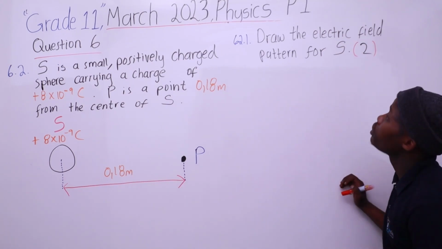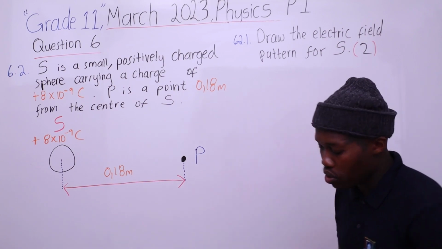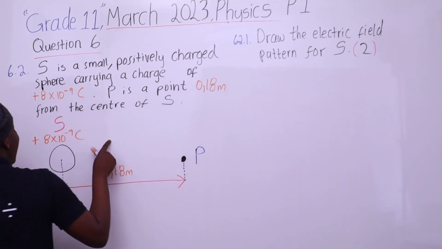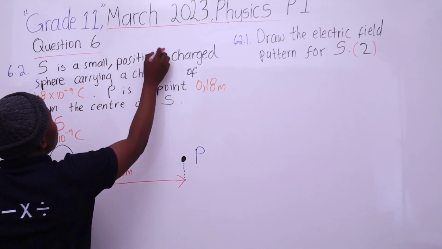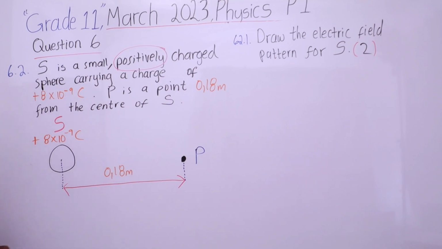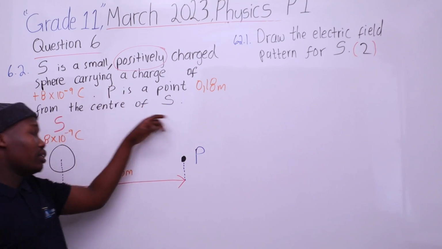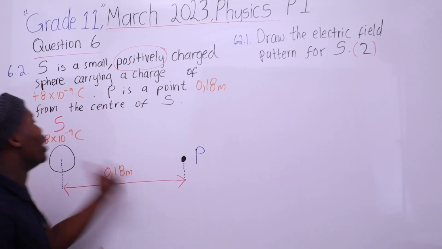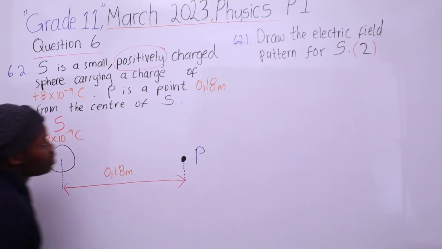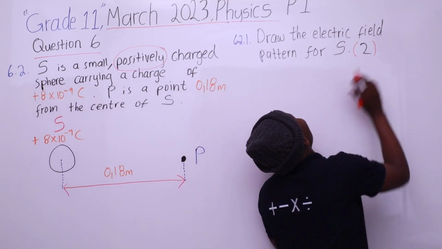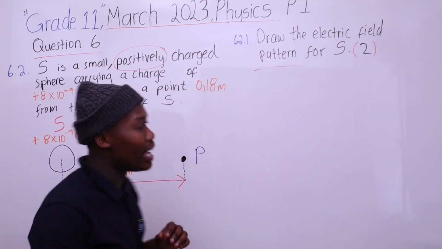Alright, so now on question 6.2 now. So S is a small positively charged sphere carrying a charge of positive 8 times 10 to the negative 9 coulombs. P is a point which is 0,18 meters away from the center of sphere S. We are going to draw the electric field pattern for S.